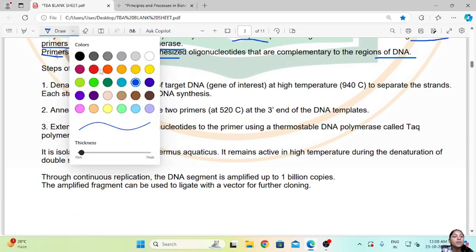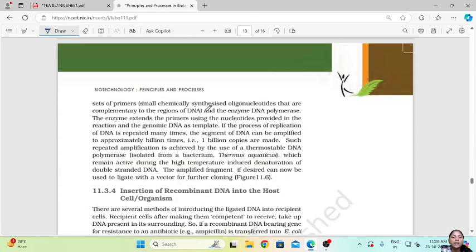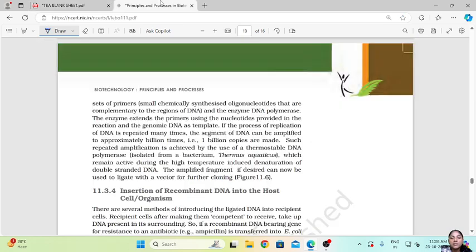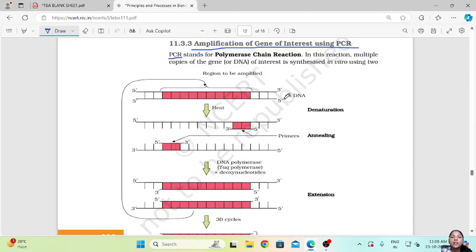So the first step here is the denaturation. What happens in this step is the heating of target DNA, that is the gene of interest, at high temperature, at about 94 degrees Celsius, to separate the strands, and each strand then acts as a template for DNA synthesis.